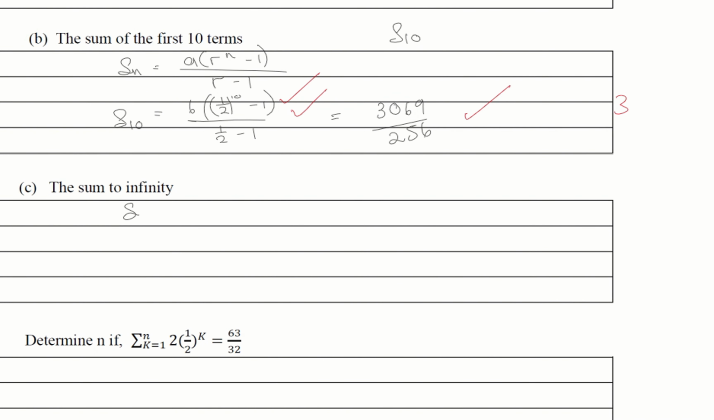As we go on to question C, the sum to infinity. The sum to infinity looks like that, where it's going to be a over 1 minus r. I'm going to do the substitution in the next line. So that's going to be 6 over 1 minus half. Now this one is easy because I can do it in my head. So I'm going to say 6 divided by half. What if I have 6 and I divide it by half, my answer is going to be 12. Great stuff. That's 2 marks there.